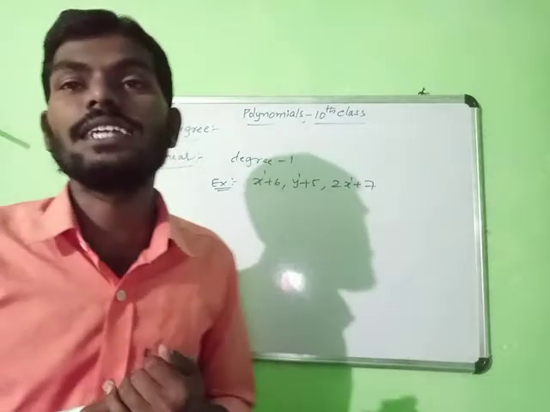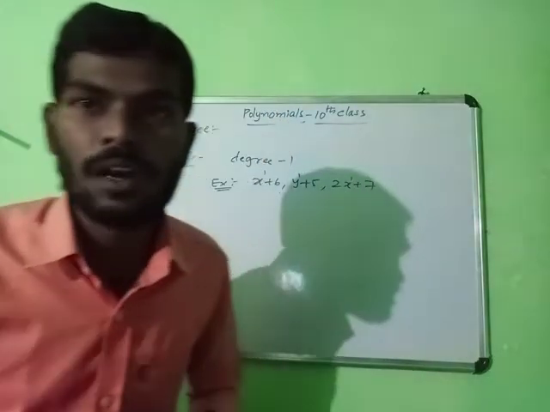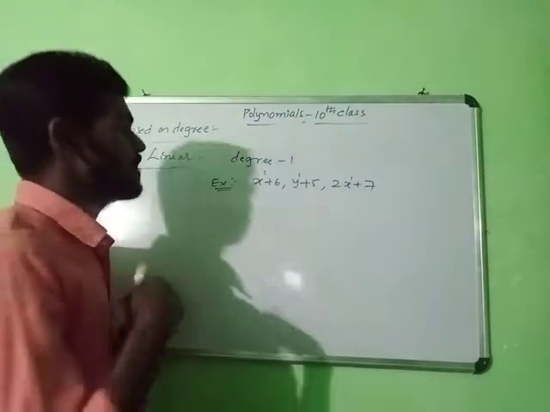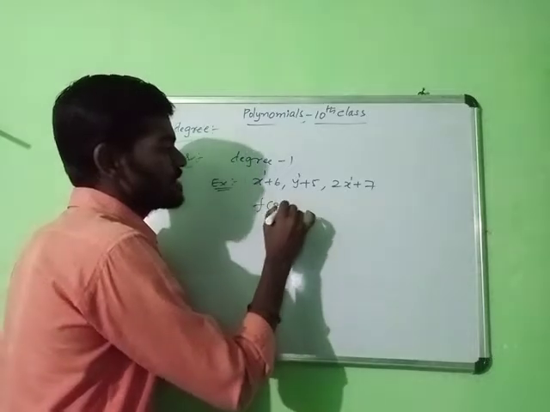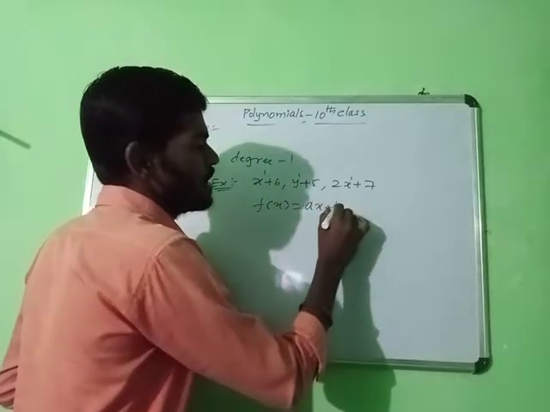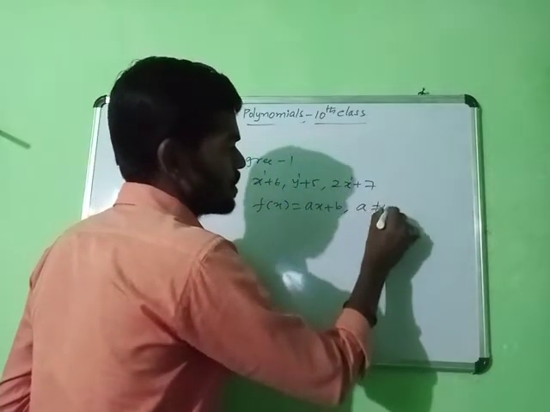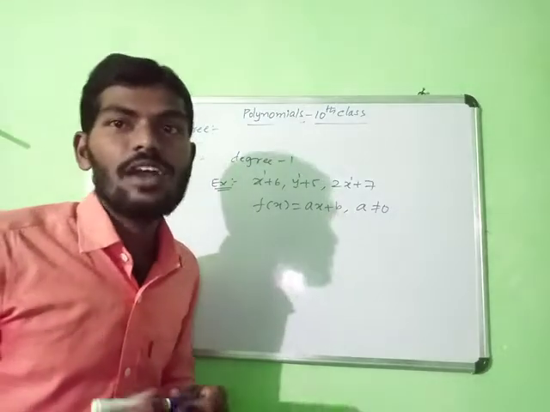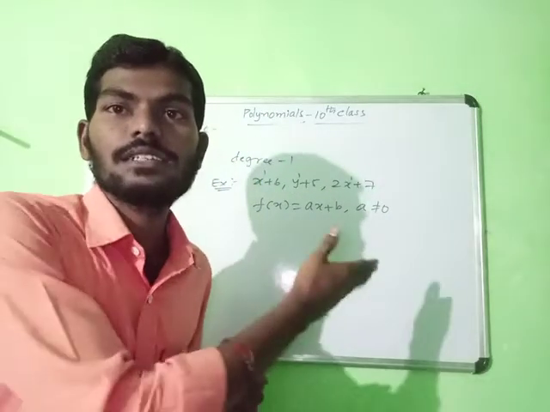And also the general form of a linear polynomial is given by f of x equals ax plus b, comma a is not equal to 0. What is the condition in a linear polynomial? a is not equal to 0.